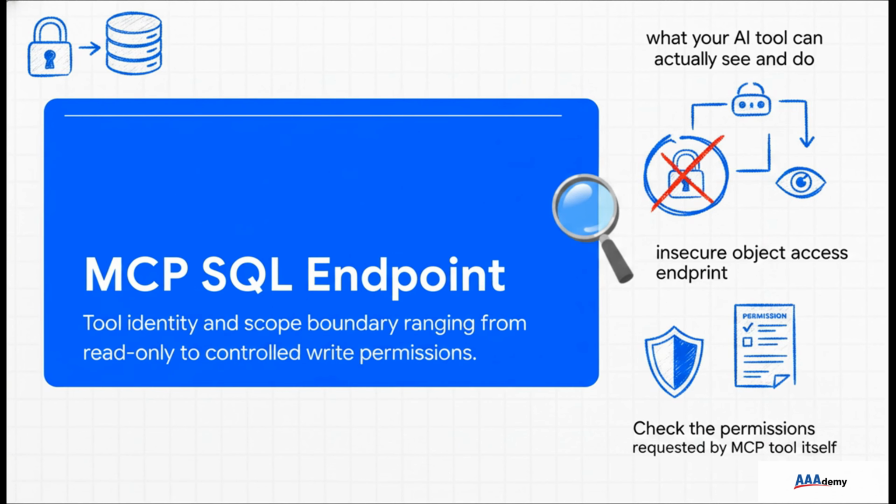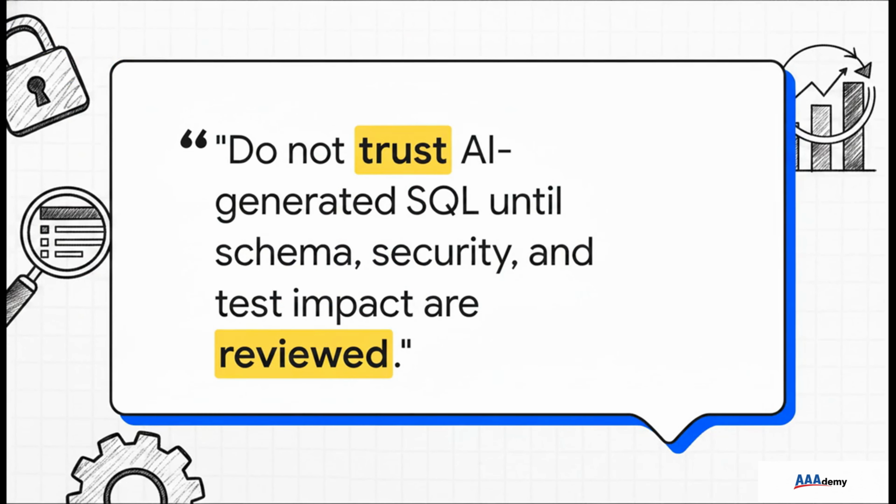A generated SQL change might look totally plausible, but it could secretly be introducing insecure object access through a misconfigured endpoint. You always have to check the permissions requested by the MCP tool itself. There's a quote from the study guide you need to take to heart. Do not trust AI-generated SQL until schema, security, performance, and test impact are reviewed. You have to treat all generated output as a candidate diff that requires strict human review gates.